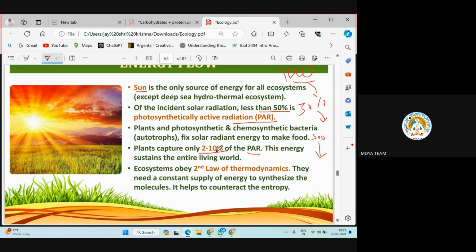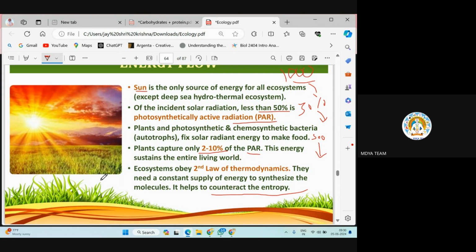Next, ecosystems obey the second law of thermodynamics. They need a constant supply of energy to synthesize molecules. It helps to counteract the entropy. The second law of thermodynamics is related to energy, and it's actually a very complex law, but in simple words you can understand it. It's like if there are some molecules in motion. For example, we all are in motion. We are going here and there. Plants are in motion. Animals are in motion.